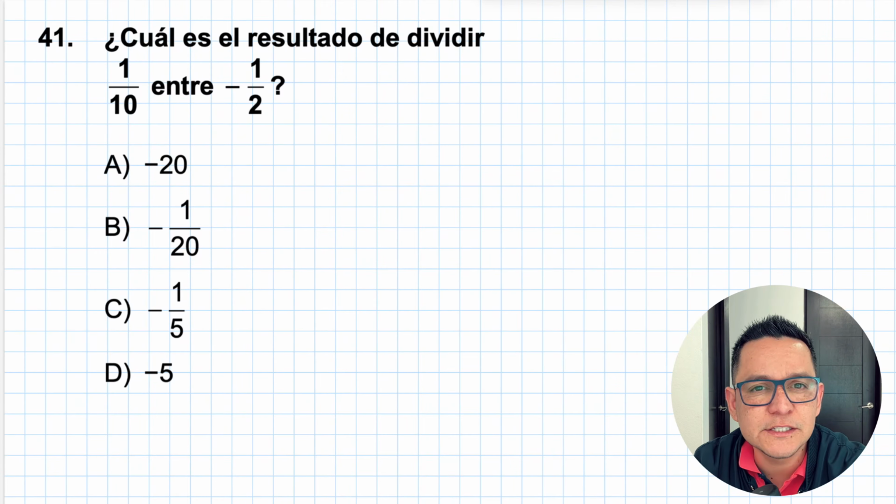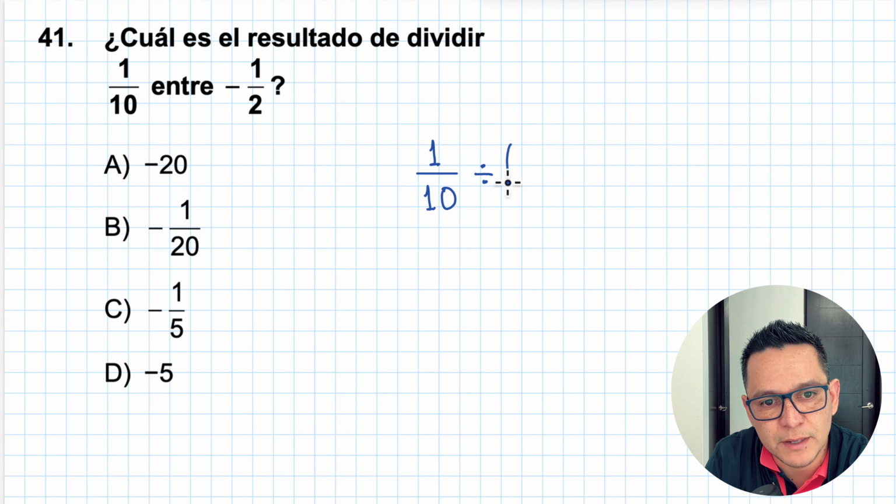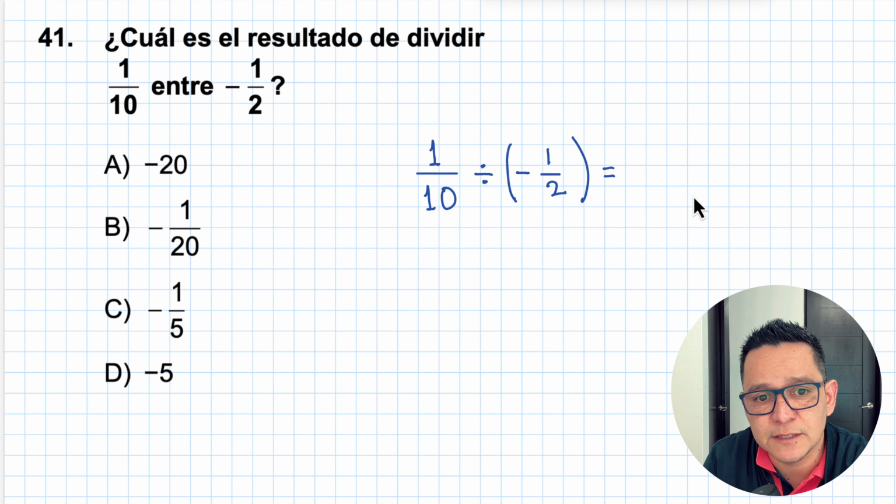The first math exercise that appears in this guide is number 41, and it says, what is the result of dividing 1/10 by -1/2? All right, let's write down the operation here. We have 1/10 divided by -1/2, so we can separate it. I'm going to put a parenthesis here, and now let's write -1/2. Close the parenthesis. This is the operation we have to do first.